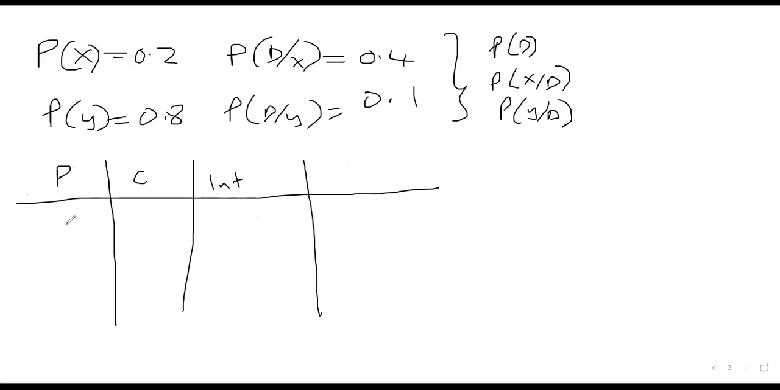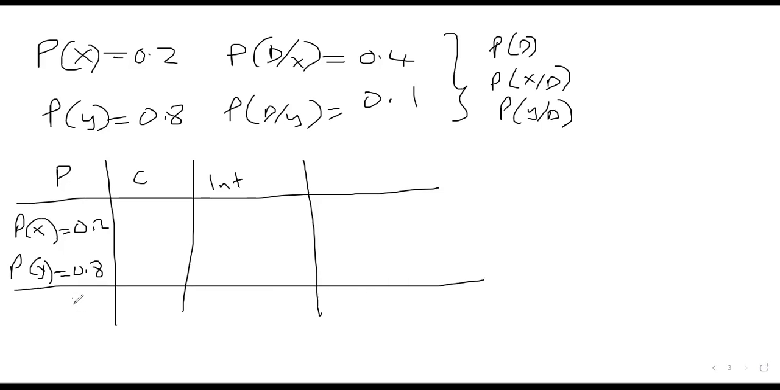The prior probability of X is 0.2. Make sure that the prior probability always adds up to 1. The probability of the other, Y, is 0.8. So the total is giving us what? 1.0. The conditional probability here is D coming from where? X. And here is D coming from where? Y. So this one was giving us what? 0.4. And this one is giving us 0.1.